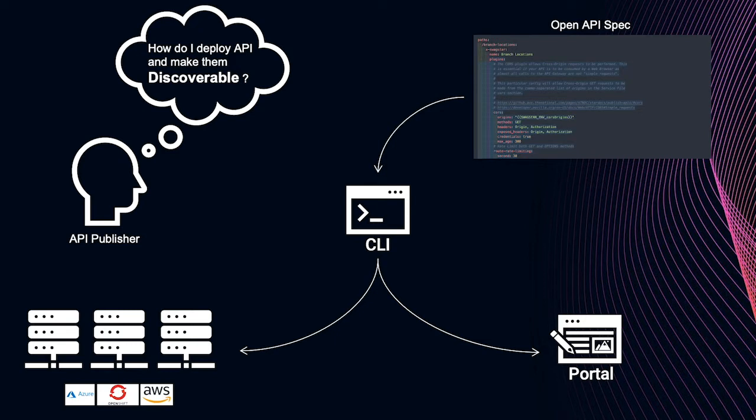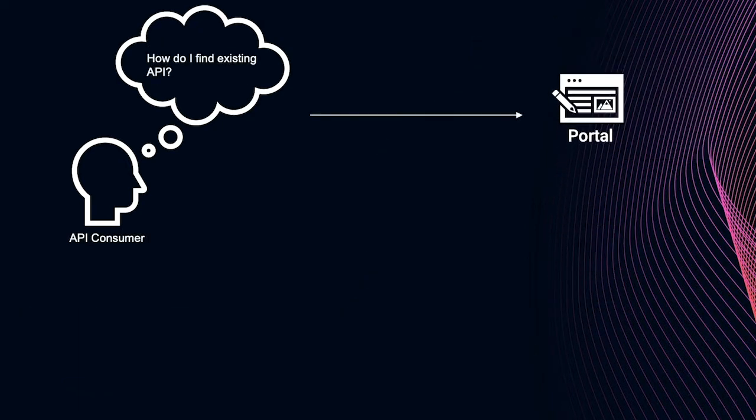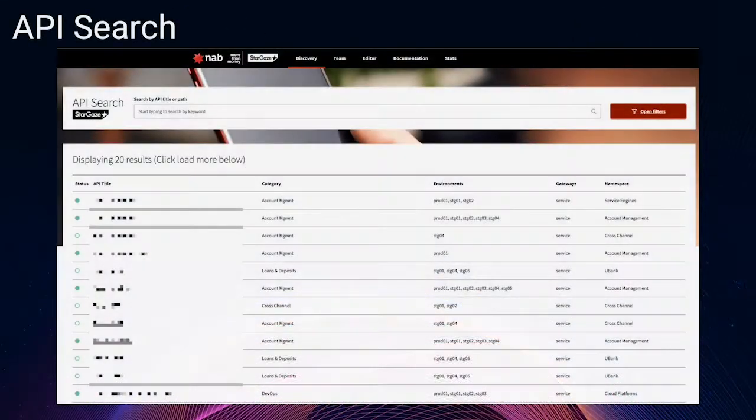So now an API consumer comes along and thinks, how do I find an existing API? Well, step one, go to the portal. So when someone goes to the portal, they are greeted by our API search page. And what you're seeing here is the big API search box where users can type in the title or the path within the API to start searching. Open filters button, which I'll talk about in a minute, and the big API table, which is sorted based on the API title.